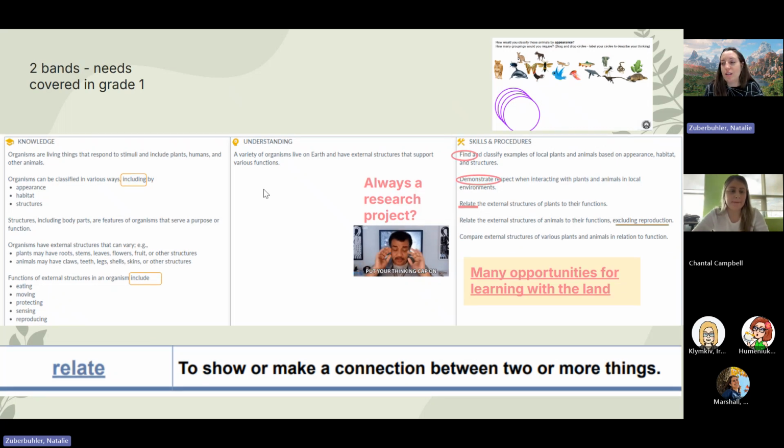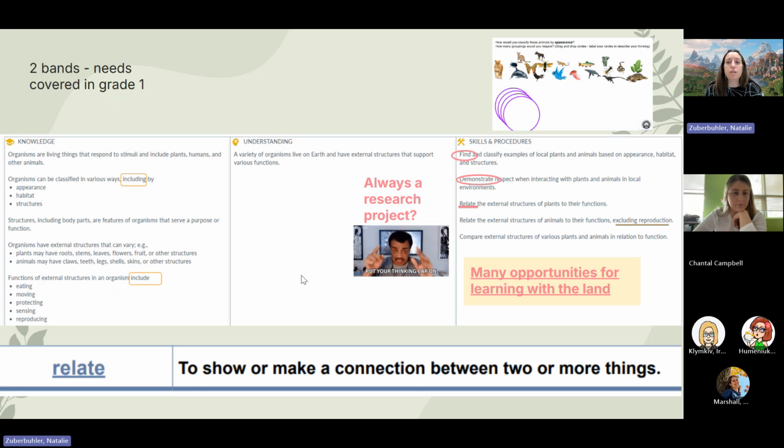So we know our knowledge helps us not overteach or underteach. We have some of those language markers in the first band of grade 4, we see include and include. We have to talk about appearance, habitat, and structures. We need to talk about eating, moving, protecting, sensing, and reproducing. I've highlighted where we want to live is in the skills and procedures.